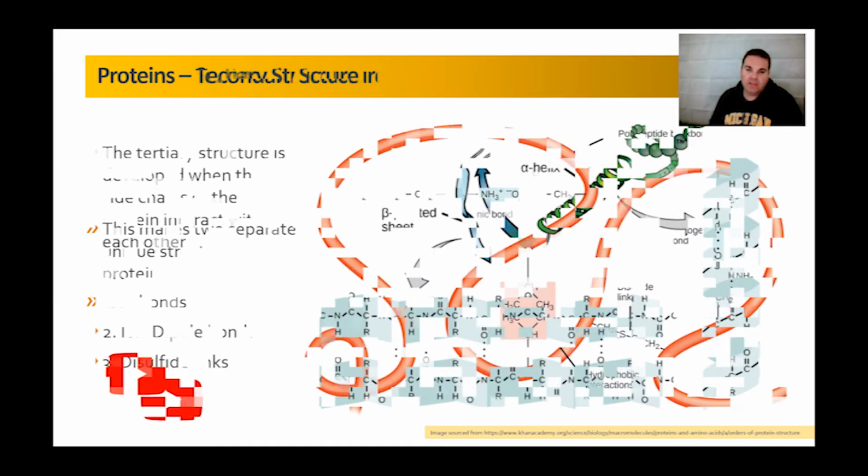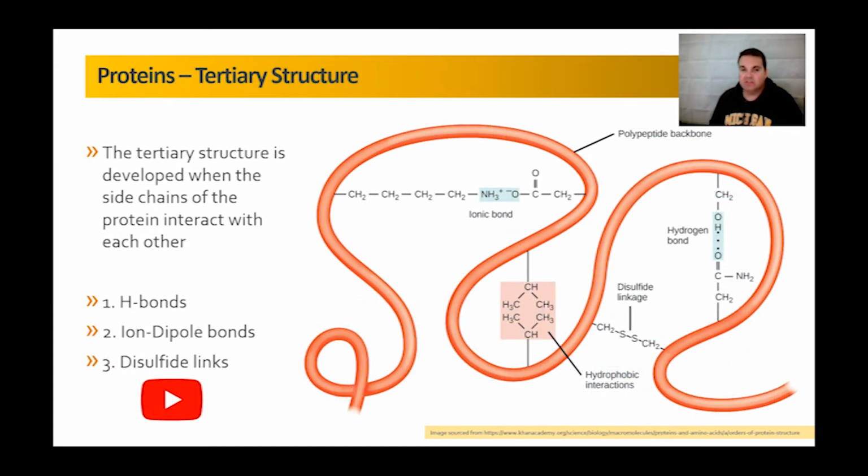And then what you can also have is interactions between the side chains. Now remember, there's 20 different side chains because there's 20 different amino acids, and there were different categories. 10 of them were non-polar, 5 were polar, 3 were positively charged, and 2 were negatively charged. So it allows for a lot of opportunity for different interactions between those side chains.